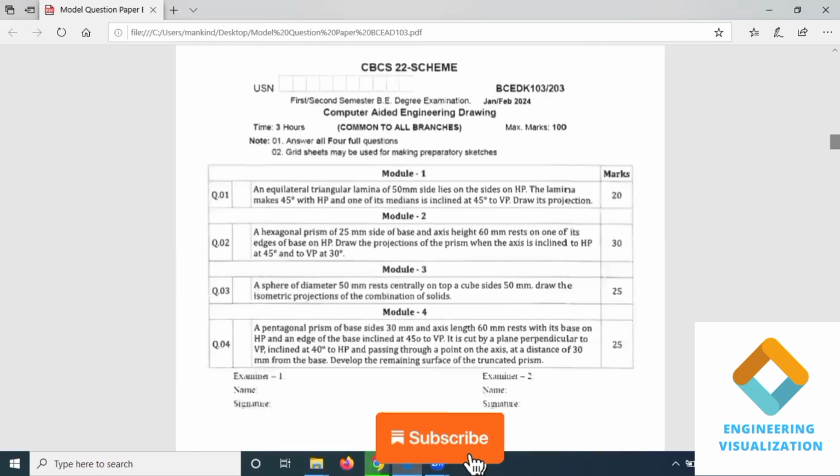So what is given in the question? A hexagonal prism, 25 mm side of base and axis 60, is resting on one of the edges of its base on the HP. Draw the projection of the prism when the axis is inclined to HP at 45 and VP at 30 degrees. That means the angles of inclination in this problem are given with respect to the axis for both HP and VP. So it is a bit angle question, and in this problem we need to find out the bit angle.